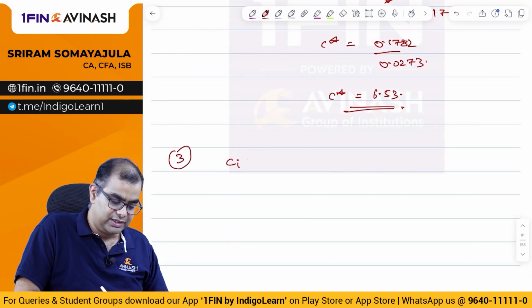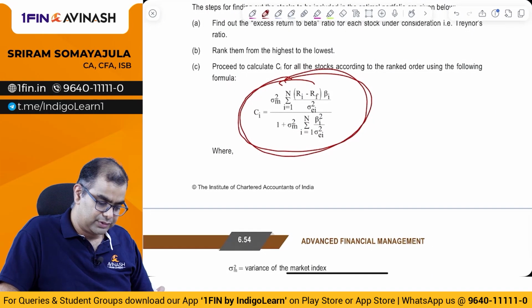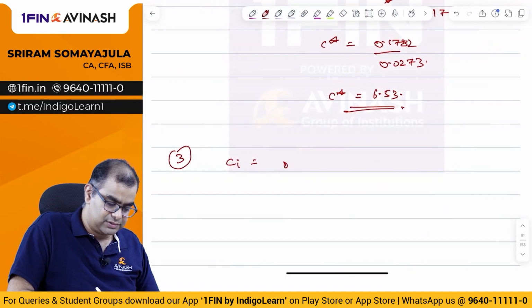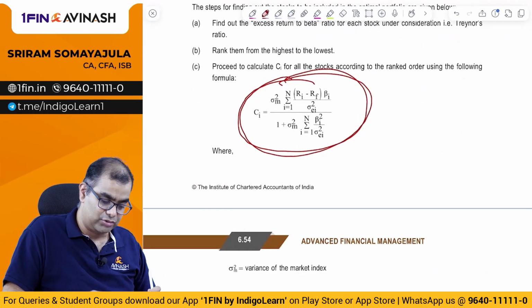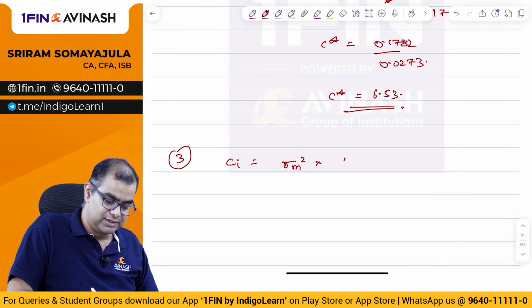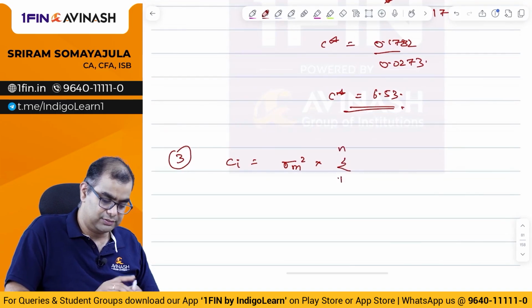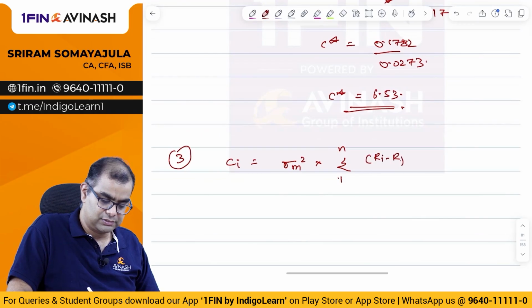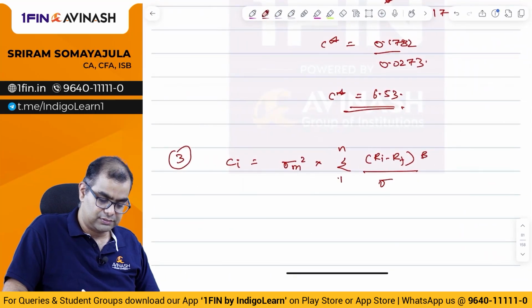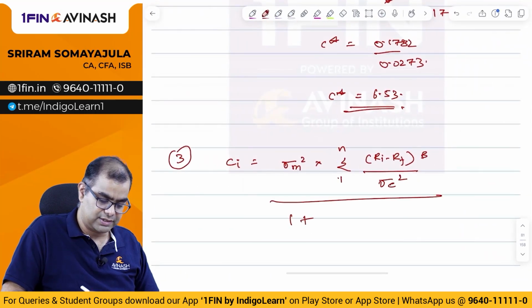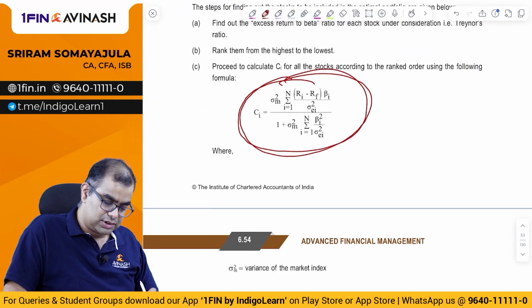Okay. Ci is equal to, what is the formula? Market variance into, I genuinely don't remember the formula. As students, you are supposed to remember. I am not supposed to remember. Sigma 1 to n, Ri minus Rf into beta by unsystematic variance, whole thing divided by 1 plus market variance into sum of beta square by unsystematic variance.